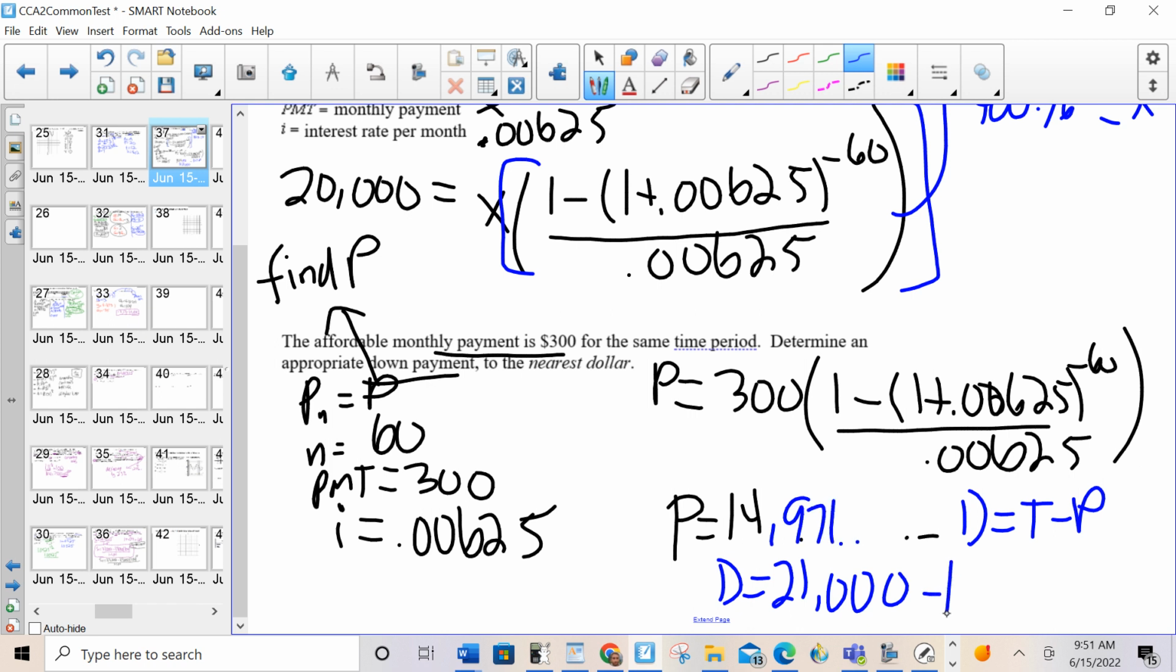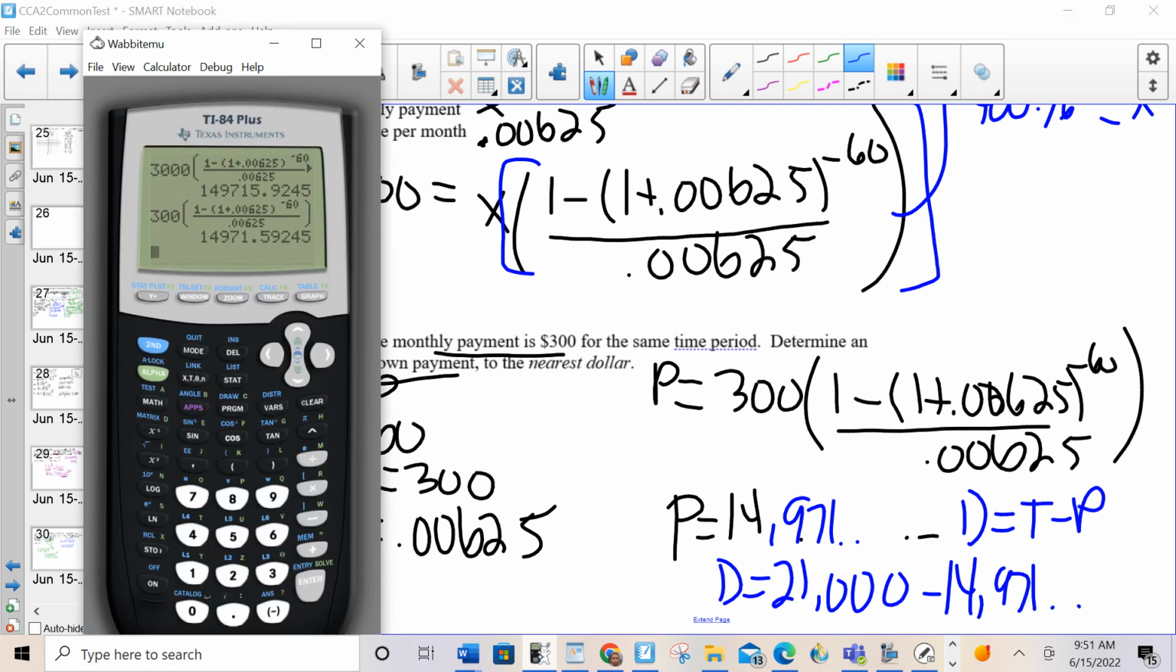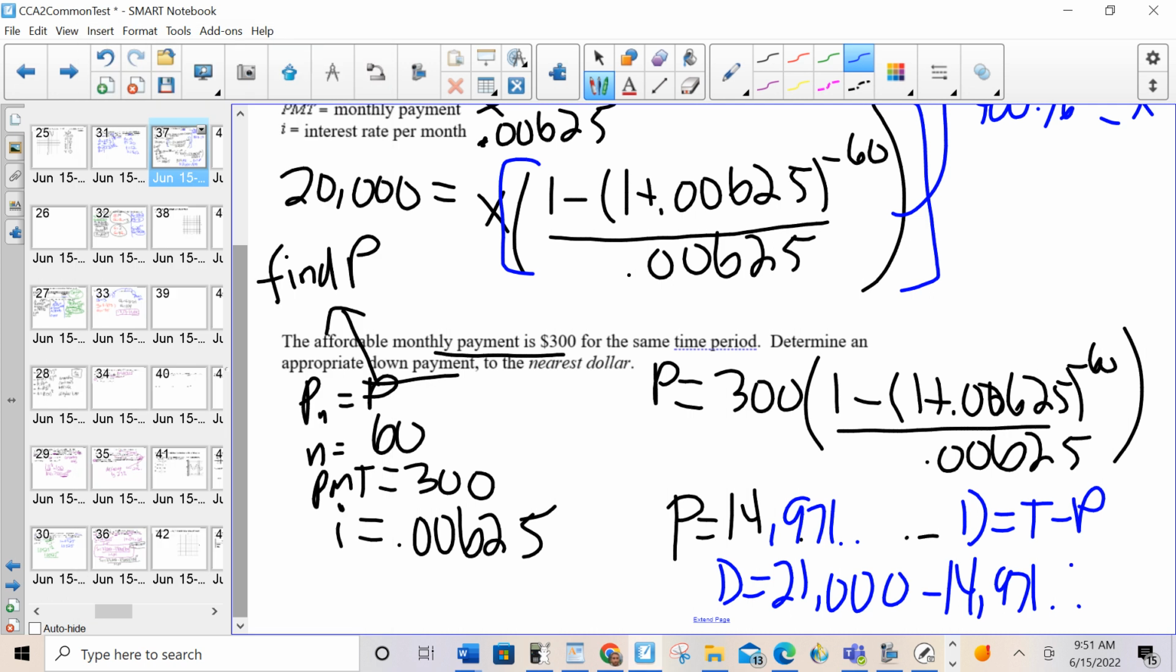14,971... So it's 21,000 minus 14,971. So I do 21,000 minus, copy and paste. It said to round this one to the nearest dollar, so that would be 6,028.